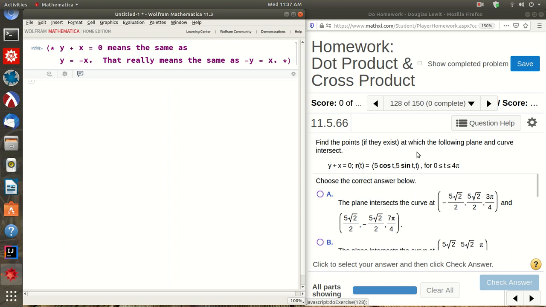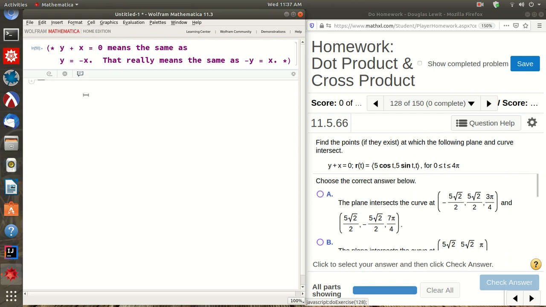Now, in order to find the intersection, what I'm going to have to do is set x equal to 5 times cosine t and set y equal to 5 times sine t. So let me say that one more time. In order to find the points of intersection, I have to set 5 times cosine t equal to x and 5 times sine t equal to y.